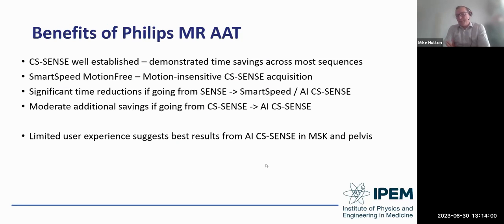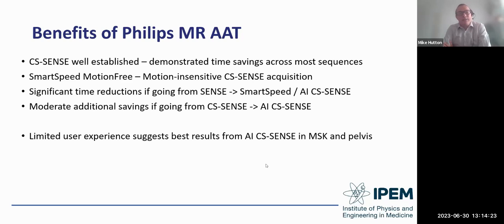Okay, so just summing up now. So firstly, just an overview of benefits from Philips AAT. So CS Sense is obviously well established. It's been around for a long time. There's lots in the literature that demonstrates the time savings that can be made if you implement this across a full range of protocols. You can apply it to 2D and 3D sequences, so very, very useful.